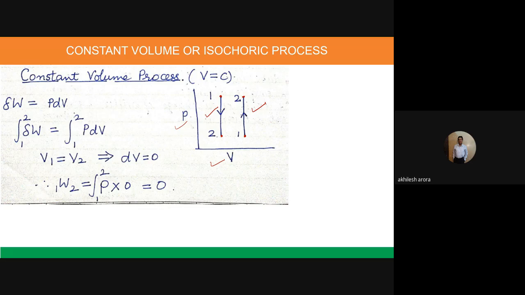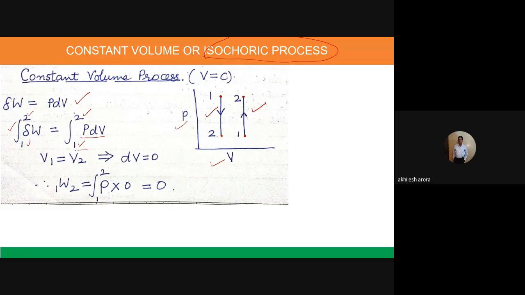That is the only difference. Constant volume, as I told you, is also known as isochoric process. So I have to calculate the work transfer for this particular process. So delta W is equal to PdV. I can integrate this equation between 1 to 2, and on the right hand side I can also integrate this PdV term from 1 to 2.